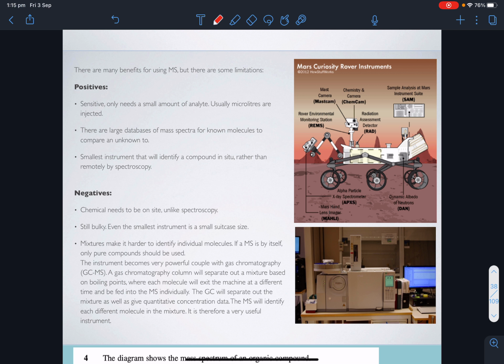One of the most positives is it's sensitive. You only need a small amount of analyte, okay? And you can dissolve it to a very low concentration and it'll still find stuff. So usually you only inject microliters, okay? So very, very small amounts. So it's very sensitive.